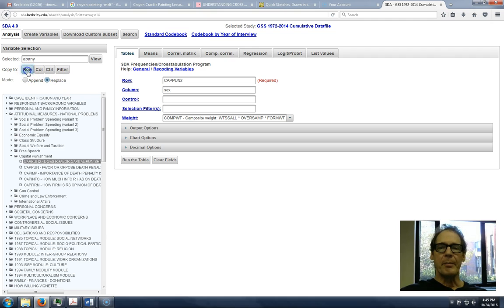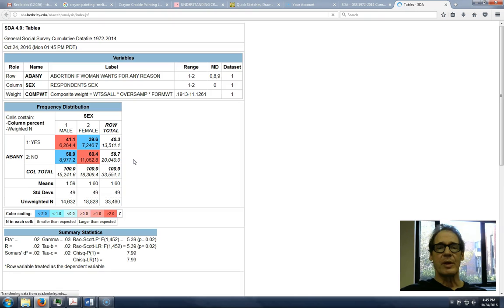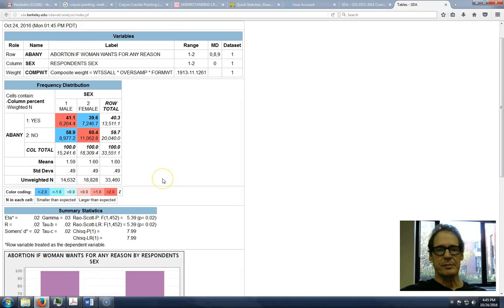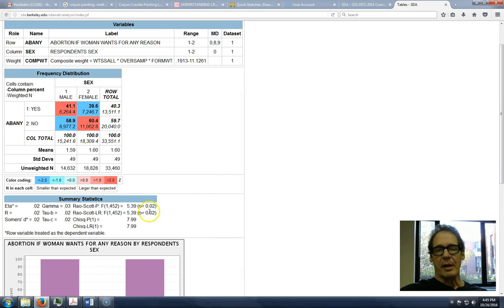So let's make a table with that. I'm going to leave sex as my independent variable. Run the table. Now we're going to test for statistical significance. Again, we look at the p-value, it's 0.02. 0.02 means 2%. The software is telling me that there is a 2% chance that this result, this difference between men and women, could be due to random error, just to random noise in the process.